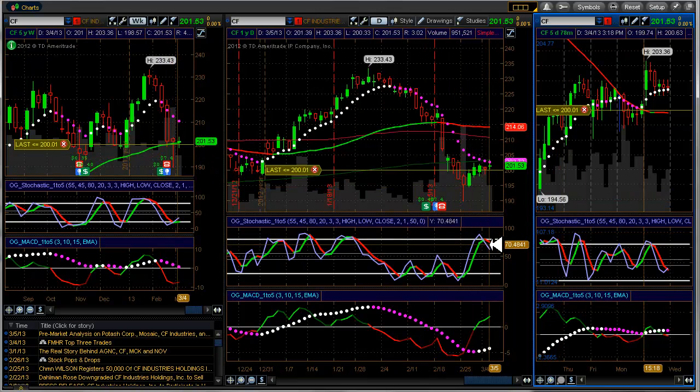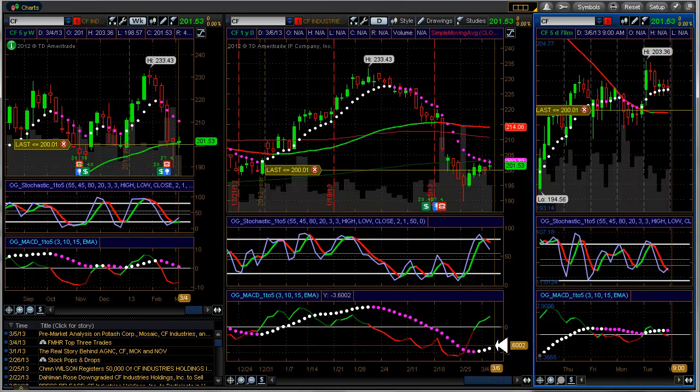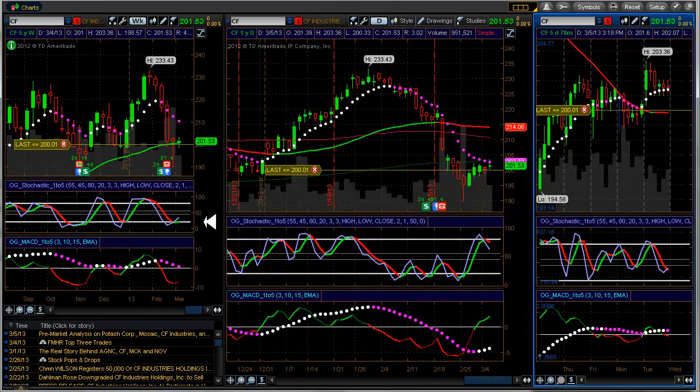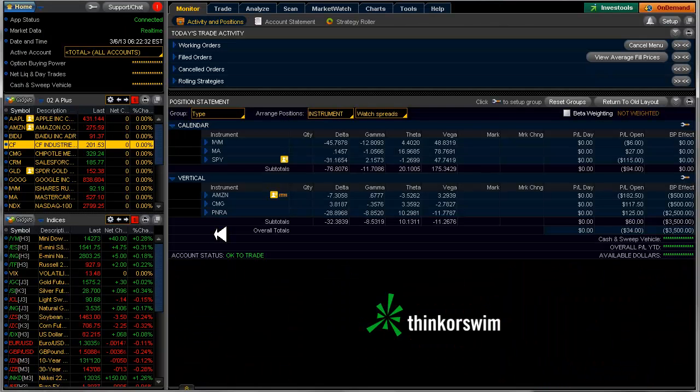So they're still looking good here on the stochastic. The MACD are not getting much agreement here, but we are on the weekly. So it looks pretty much the same as Baidu right about now. It doesn't mean we're going to jump in. We're just going to keep an eye on it. Chipotle, we're in.